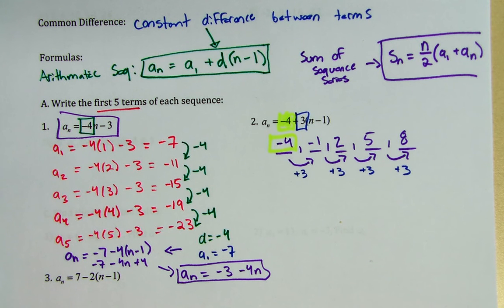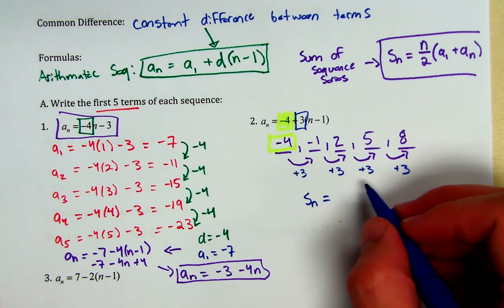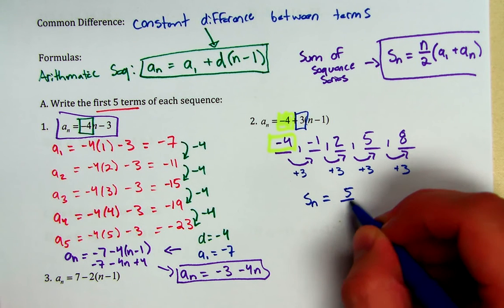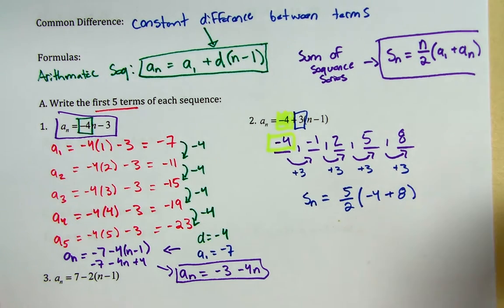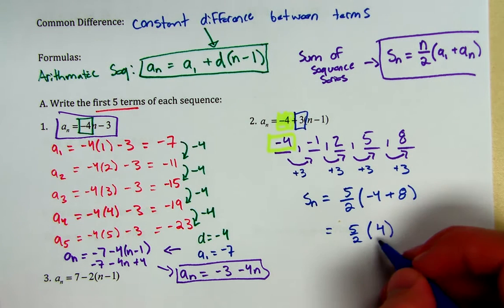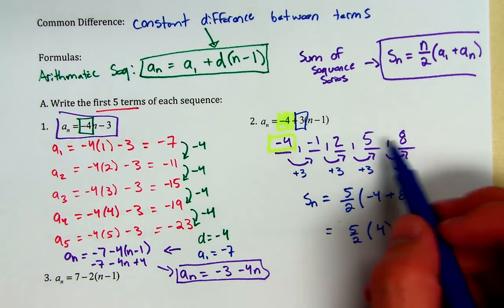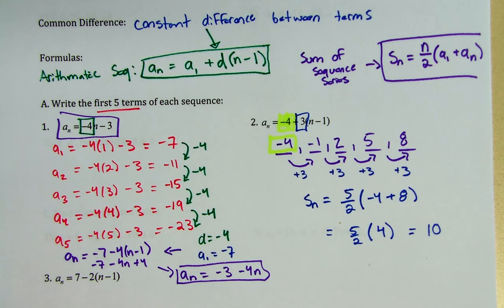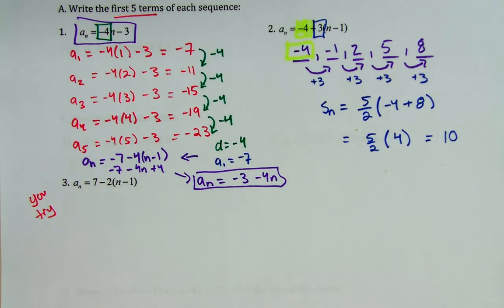Another thing we can do here is find the sum. Let's use Sn equals the sum of n terms. How many terms do we have? We have 5 terms. So 5 over 2 times a1, negative 4, plus the last term, 8. So that equals 5 halves times 4, and that's going to end up equaling 10. Sure enough, if you add these 5 terms together, you end up with 10. Maybe you saw it coming, maybe you did not, but this one is yours to try. So you try this one here.